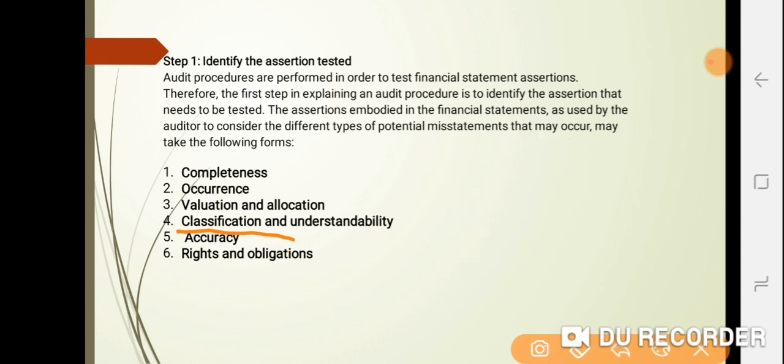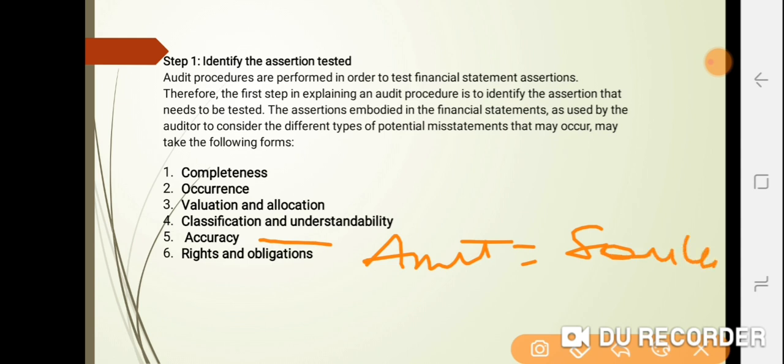Okay, then accuracy. So accuracy means that amounts and other data relating to the transactions and events have been recorded at the correct amount, that is, at the amount appearing in the source document. So whatever amount you are recording should be equal to the amount which has been recorded in the source document. Okay, they should match each other. That's why accuracy is a must while recording the amounts in the financial statement.